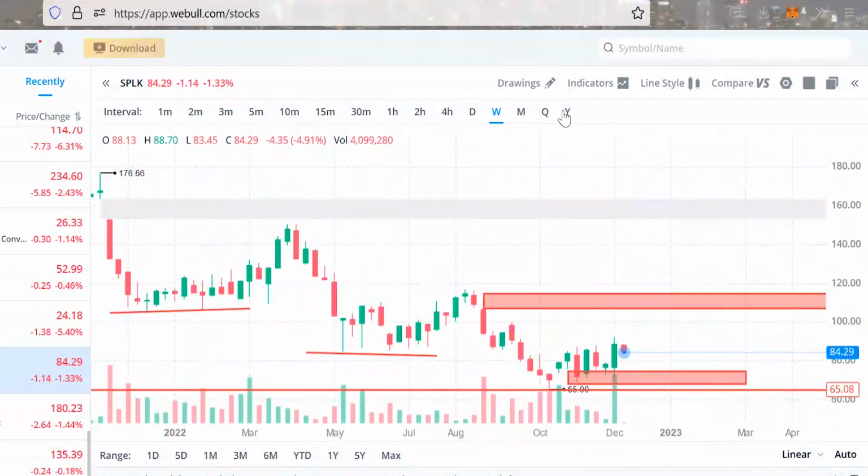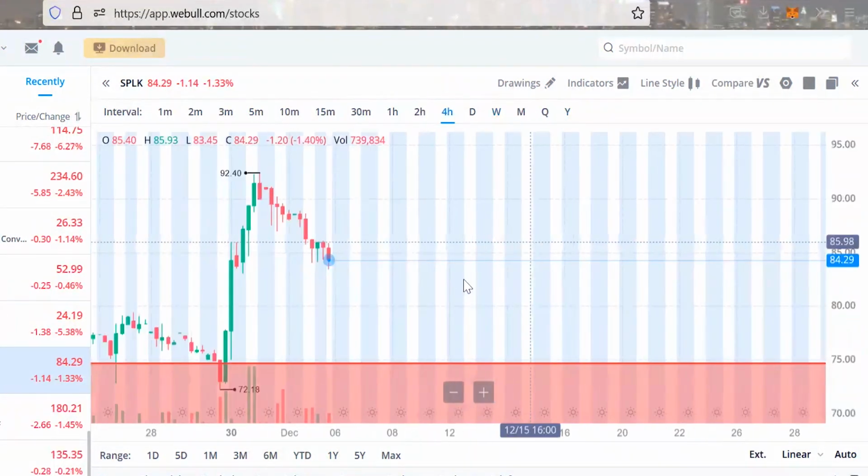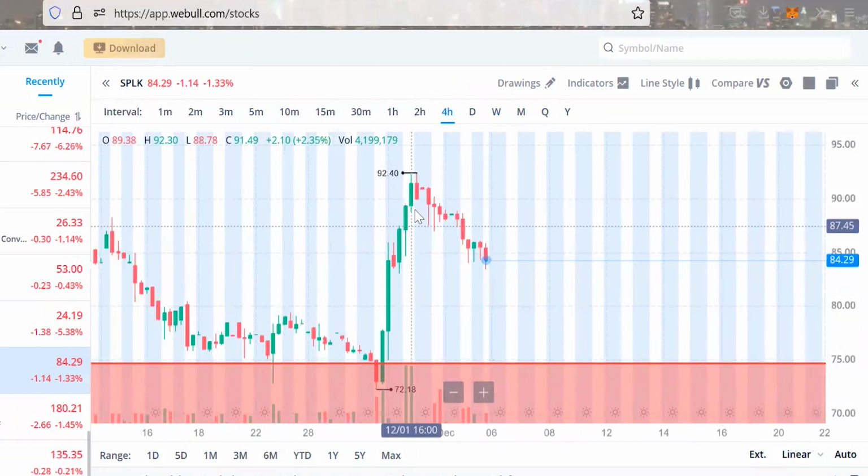How did we get that? Well, that was on the yearly. That was our point of interest right there. So if you were trading on the 4 hour, you can trade things like this. That's a lot of money right here.